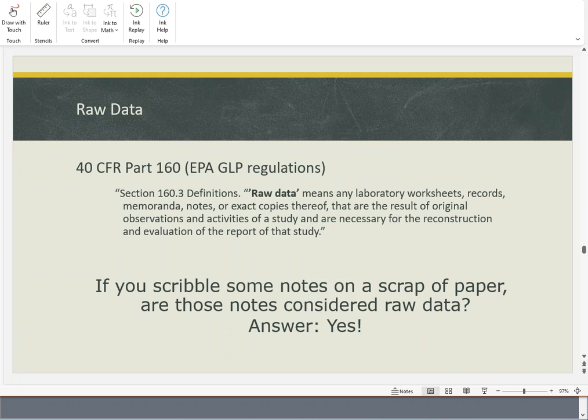Next up, just to change the pace a little bit, here's CFR Title 40, Part 160. It's really the EPA, but the EPA rule and the FDA rule is about the same. This just comes from the EPA. Section 160.3, definitions, raw data. Raw data means any laboratory worksheets, records, memoranda, notes, or exact copies that are result of the original observations and activities of a study and are necessary for the reconstruction and evaluation of the report of that study.